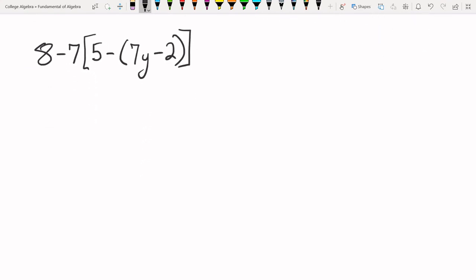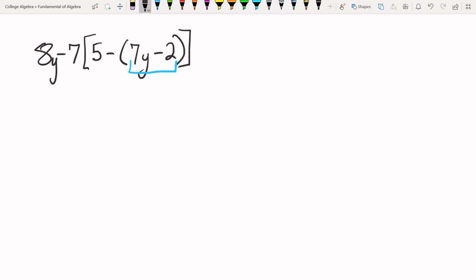This one here has, I'm going to add in a y here just to make it a little more interesting. And this one here has variables in it. So we have to always consider, are there like terms? But to simplify this, we still need to do order of operations. I'm going to start with the innermost parentheses. This group here doesn't have anything I can do. They're not like terms, so I cannot combine them.